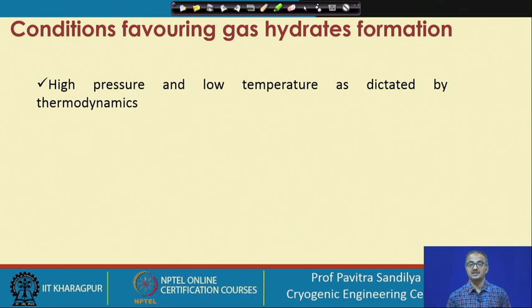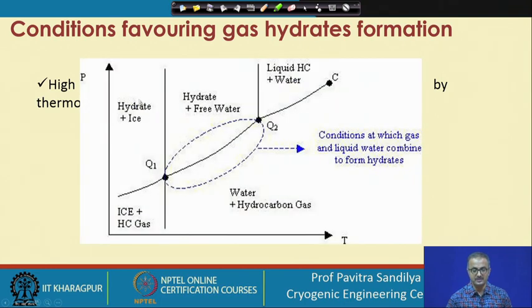Now, what are the conditions which favor the formation of the gas hydrates? Favoring does not mean that the formation is guaranteed, but the conditions are such that it may lead to the formation of the gas hydrates. Generally, it is at high pressure and low temperatures dictated by the thermodynamics, and we can find this in a typical figure which is showing the pressure versus temperature diagram of some hydrocarbon with water, and we find here that this is the zone within which these hydrates are formed.